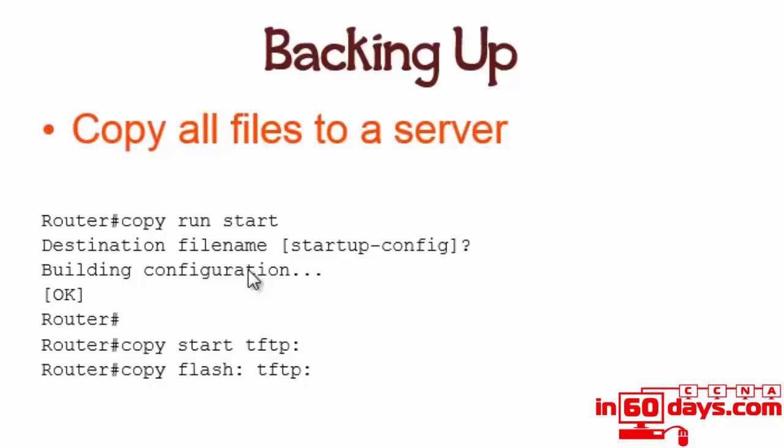You can copy your startup configuration or your running configuration to a TFTP server, usually on the same subnet that your interface is in. You can also copy the contents of your flash to TFTP. It's usually your IOS file. And obviously, for backups, you can do the opposite. You can copy TFTP to flash.